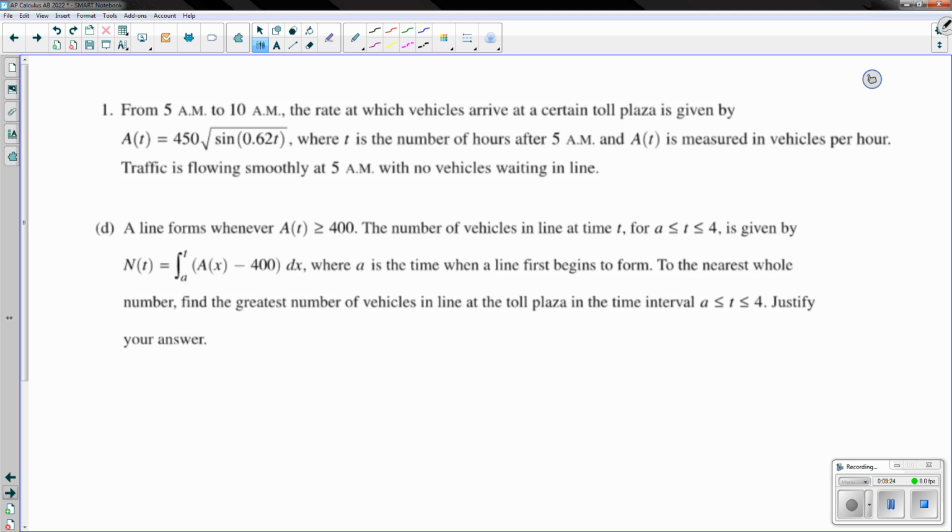So we don't have a value for a right now, but we know it's when the line first begins to form. And when does a line start to form? Whenever that function a of t is greater than or equal to 400. To the nearest whole number, so another thing we want to pay attention to, our final answer, we're going to have to round that. Find the greatest number of vehicles in line at the toll plaza in the time interval a to 4. Justify your answer.